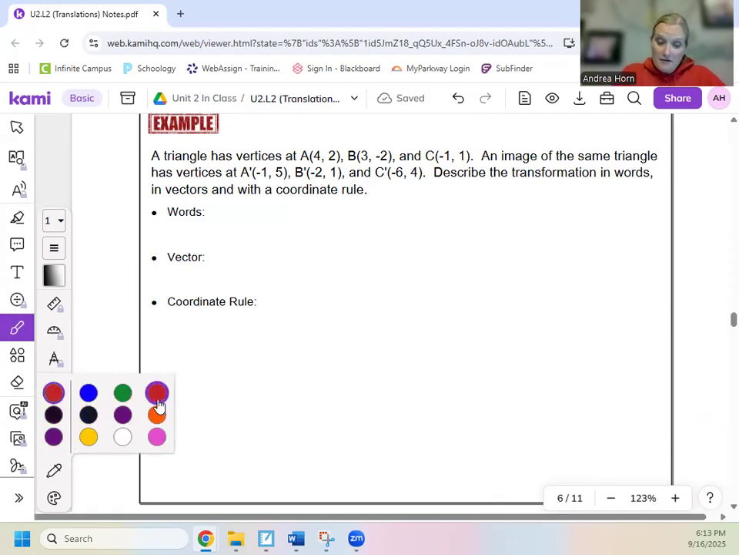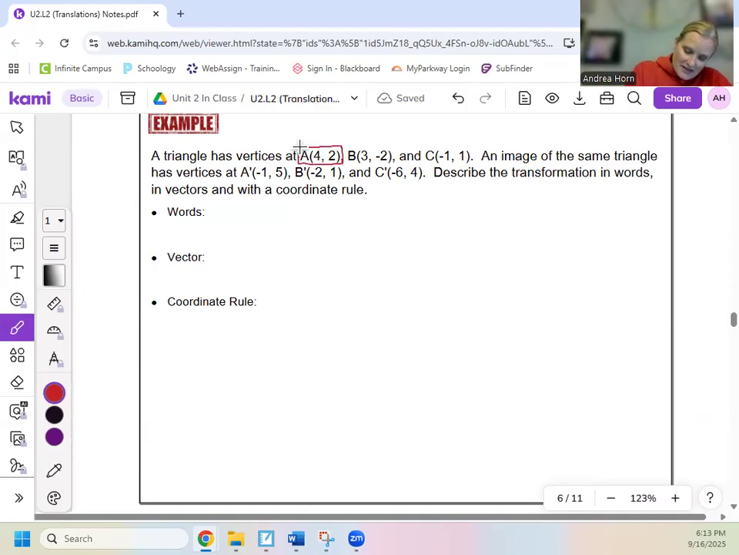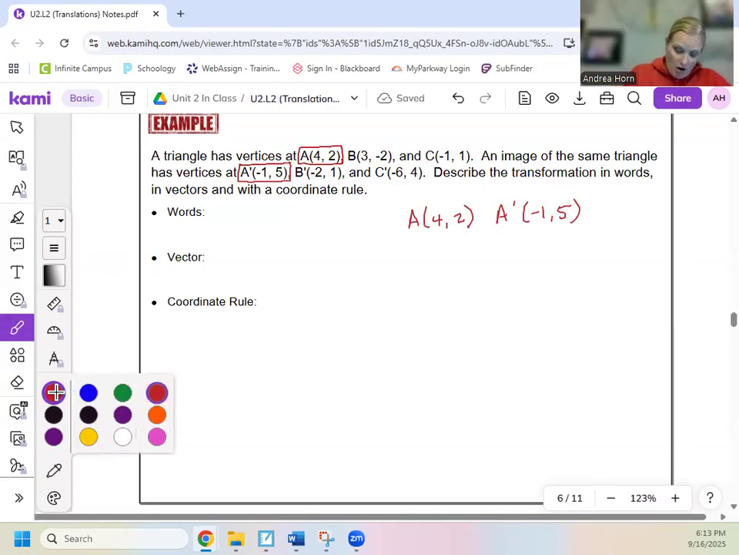Okay, so when you're writing from a bunch of points, just like our picture, we didn't look at every single point. We're not going to look at every single point here either. So we're going to focus on just A, which is (4, 2), and A prime, which is (-1, 5), and see what happens here. Remember, all of this is about your change in x and your change in y.